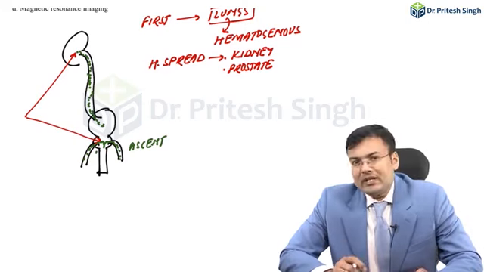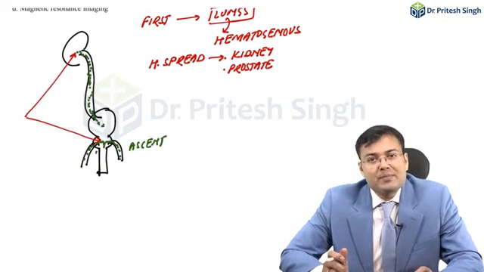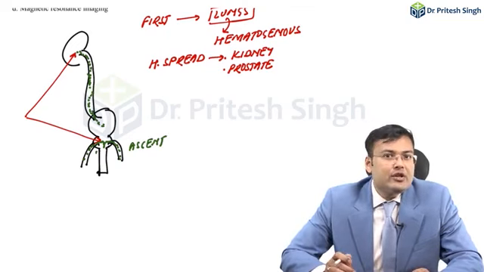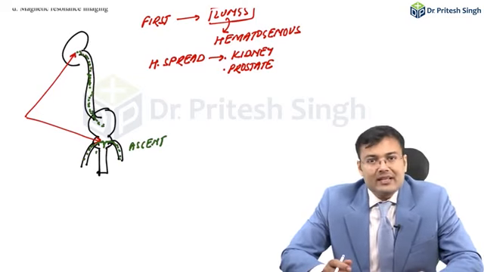In this diagram, you can see that testis is not mentioned. It means testis is usually spared in genitourinary tuberculosis. This is the basic. After that, see the points in the pathogenesis.